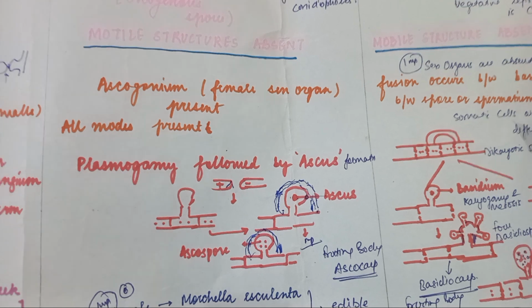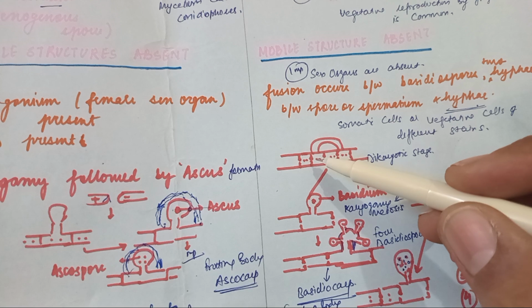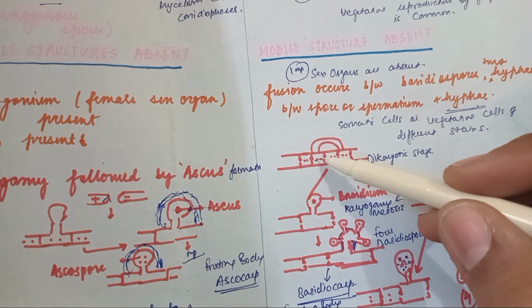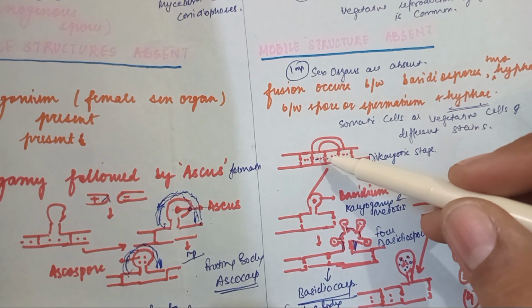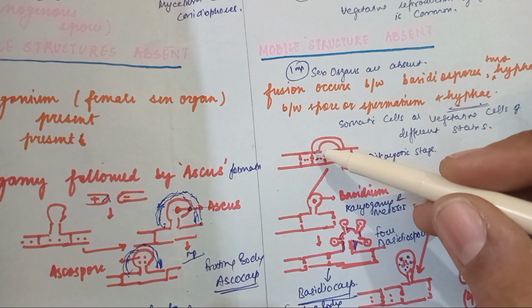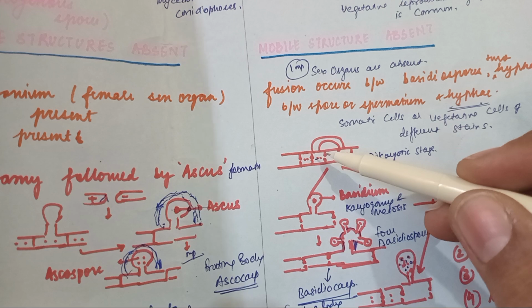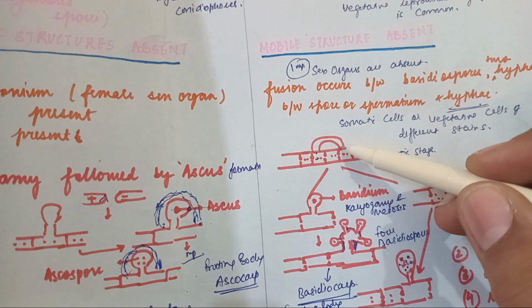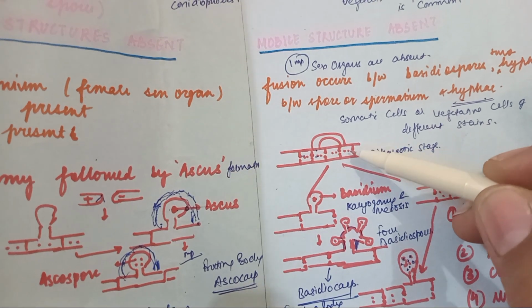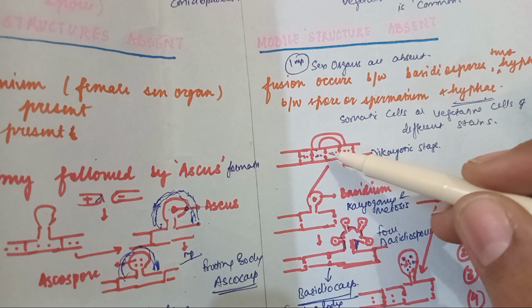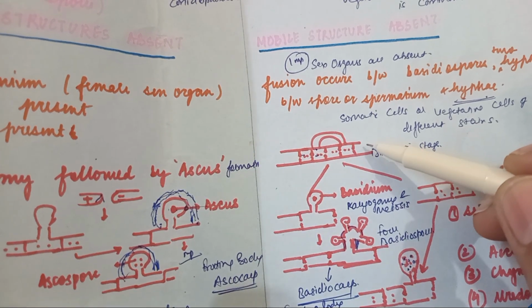While in Basidiomycetes, when the fusion has taken place, the two nuclei do not fuse and the dikaryotic stage has appeared. There are two nuclei, and through the clamp junction the nucleus will shift from one cell to another. So a special type of mycelium is produced which has two nuclei in each cell, that is the dikaryotic stage of the mycelium.